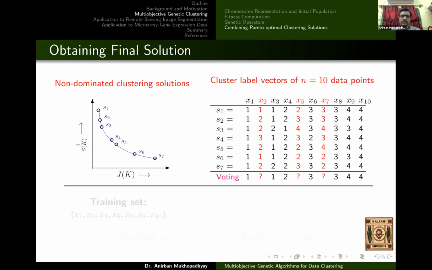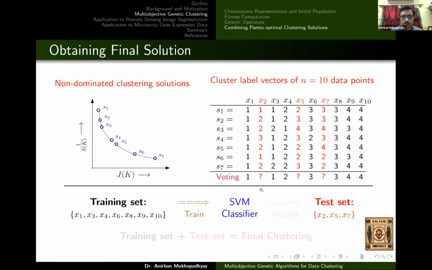So then what we did, for the points which are already assigned a cluster level by majority voting, we use these points for the training purpose. We train a particular classifier. Suppose a support vector machine classifier that we used here. So we train the classifier because these points are already assigned the class levels. So we can use these points as the training set, and these points are used to train the classifier.